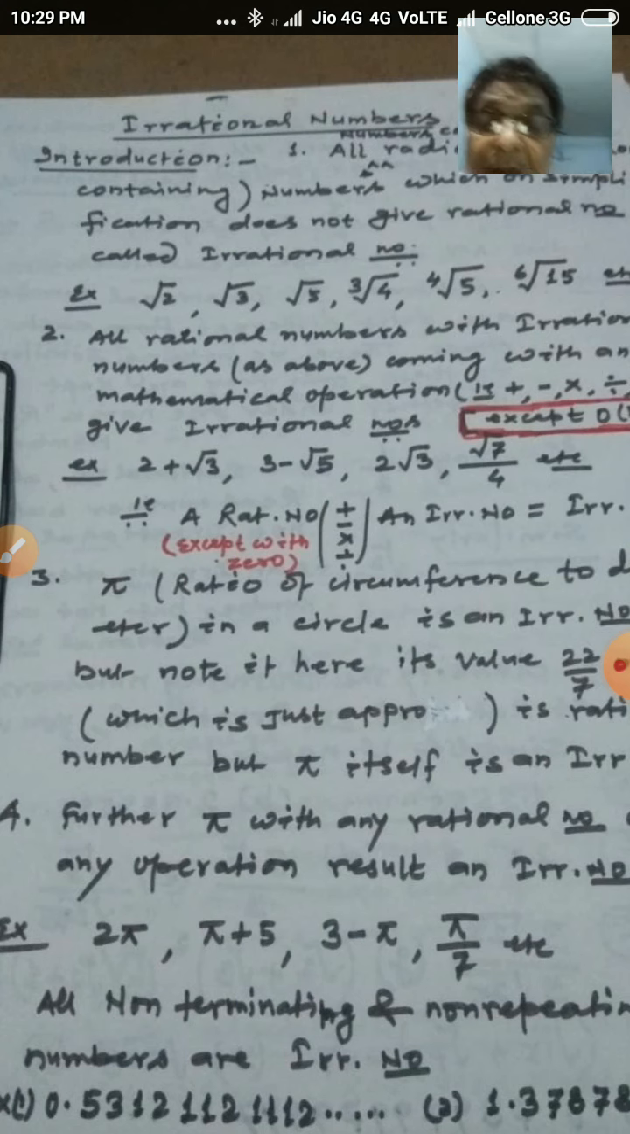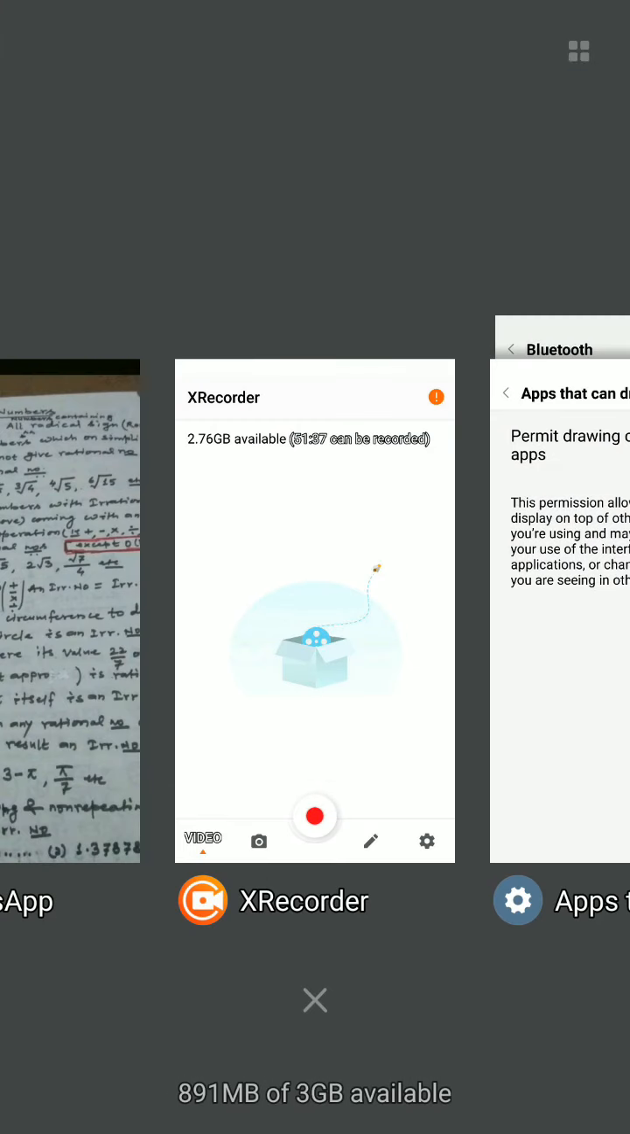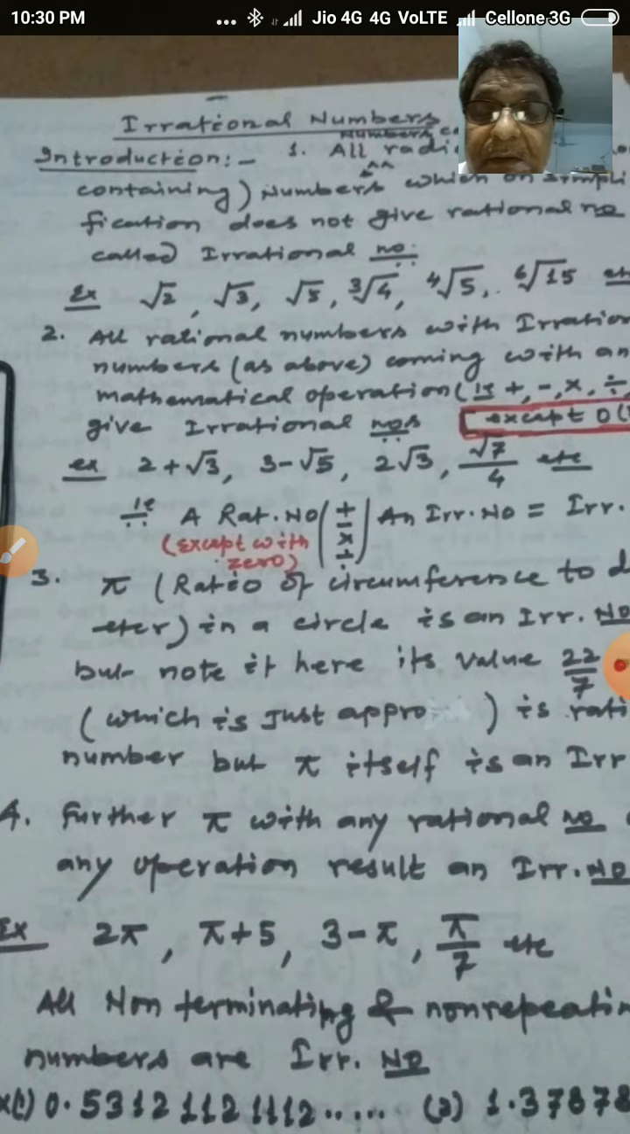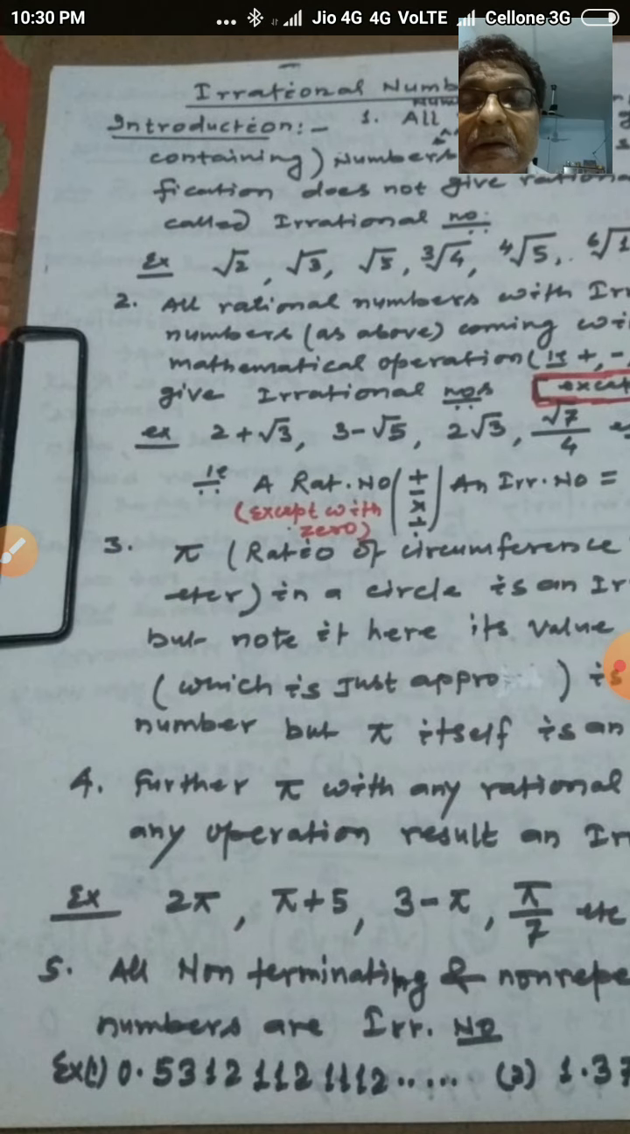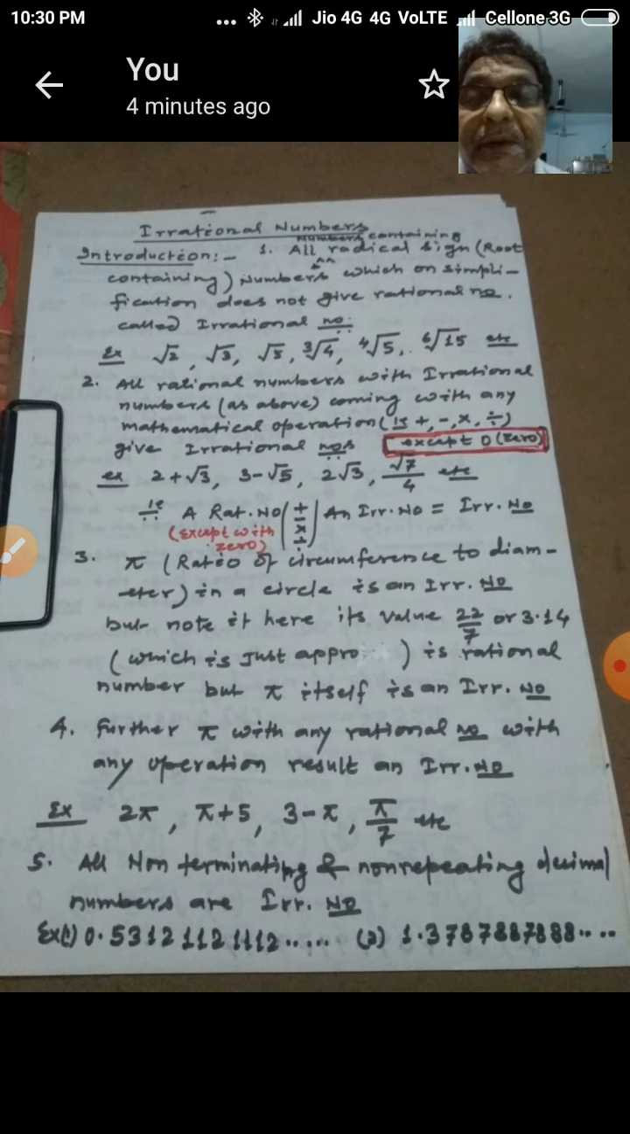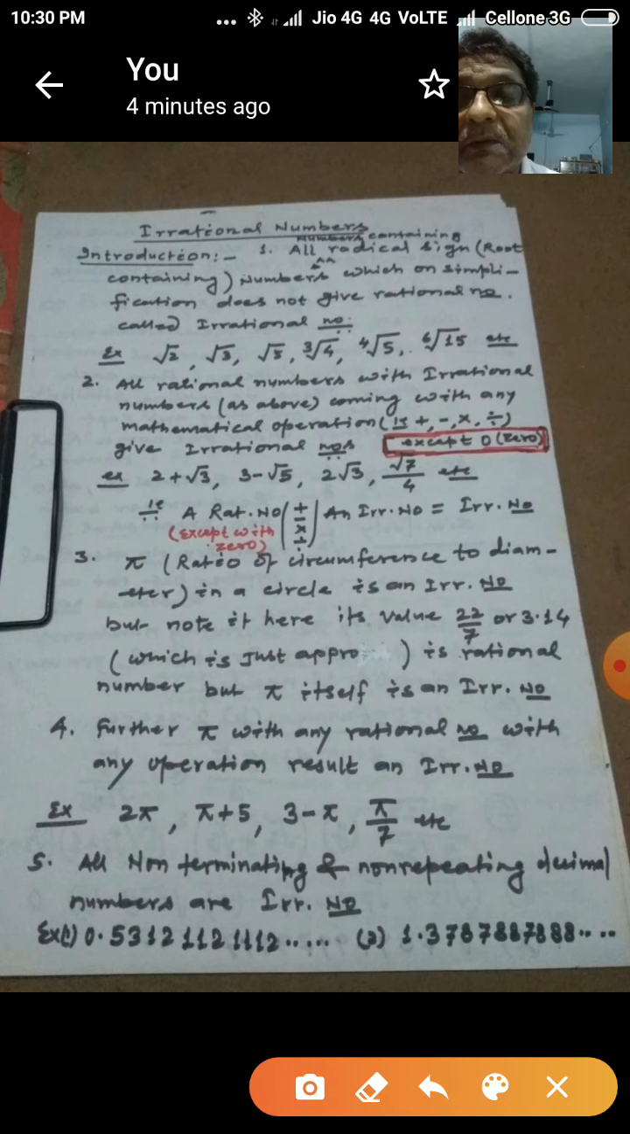For example, 0.5312, 112, 1112. In this way it goes on. So you see there is no repetition, because 1 2, then double 1 2, then triple 1 2. So quite naturally, there is no repetition. Similarly, in the second example here, 1.3, 7 8, 7 88, 7 888, there is no repetition, and dot dot is there, so it is non-terminating and non-repeating. So these are also irrational numbers.